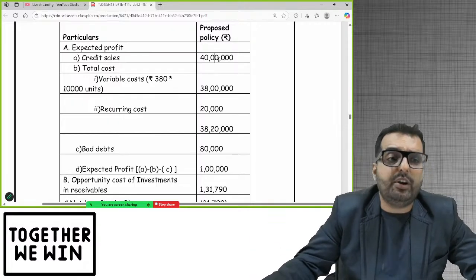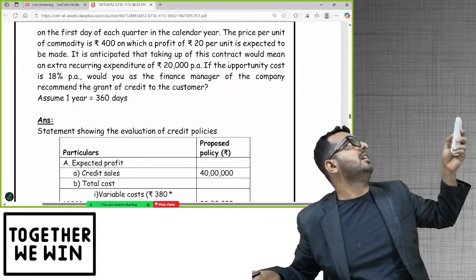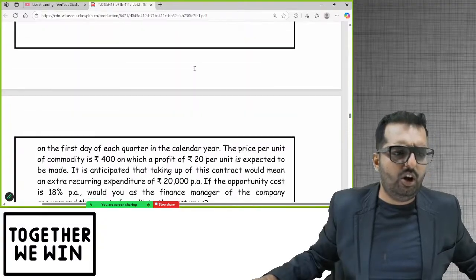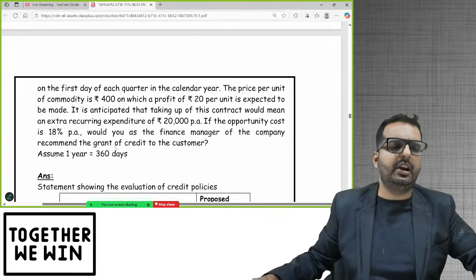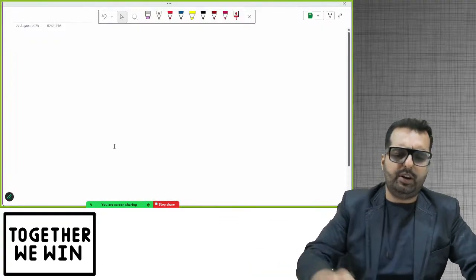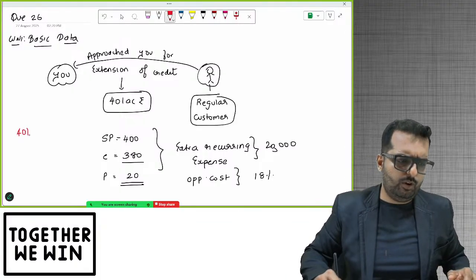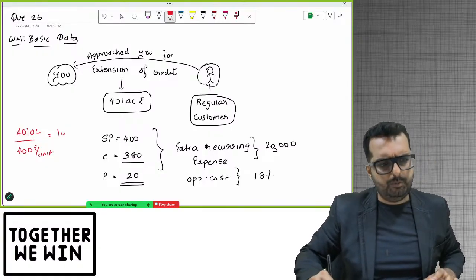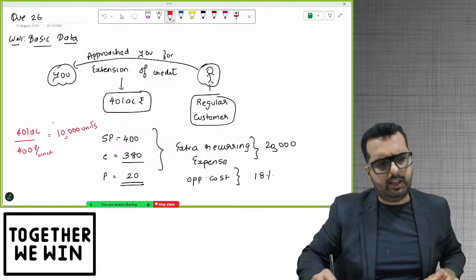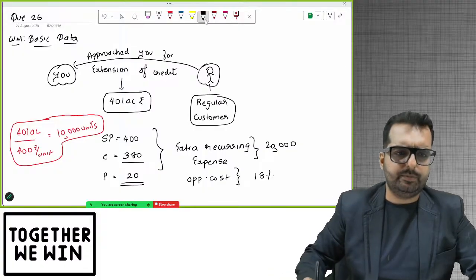How did you get that? 400 into the number of units. How many units are there? 40 lakh is correctly given and 400 is also given. So what is 40 lakh divided by 400, friends? You can just put that over here. 40 lakh divided by 400 rupees per unit will be equal to how many units? It will be equal to 10,000 units.